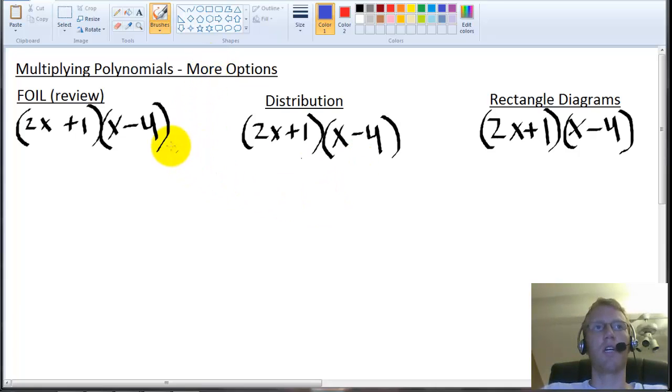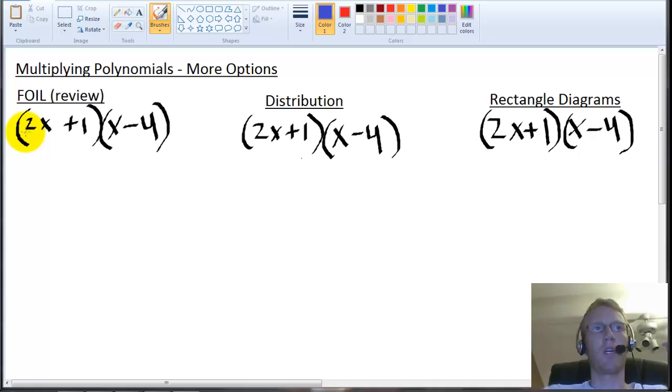In the previous video I talked about two methodologies, one was FOIL and one was distribution. So I'm going to review those two briefly, and then I'm going to introduce a third option called a rectangle diagram, which is another way that you can multiply polynomials together that helps you keep track of your different terms. So let's start off reviewing FOIL.